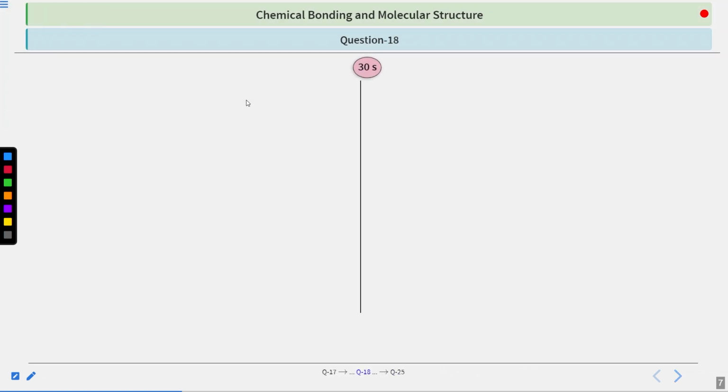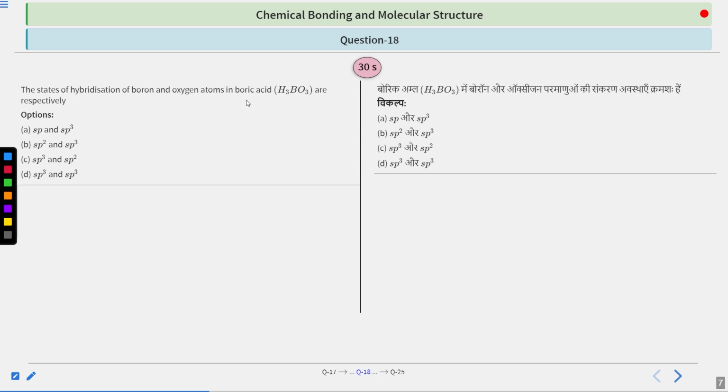Question number 18 says that the states of hybridization of boron and oxygen in boric acid H3BO3 are respectively, options are A sp and sp3, B sp2 and sp3, C sp3 and sp2, D sp3 and sp. So you have 30 seconds to solve this question. Your time starts now.